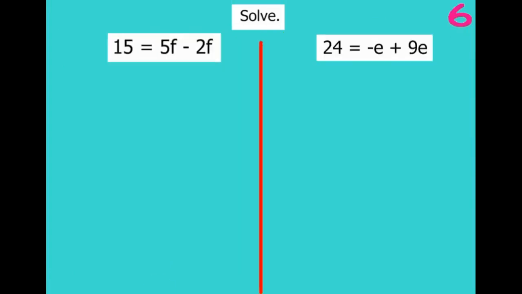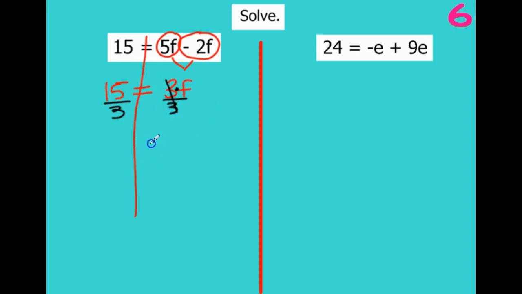I believe there are 2 slides left. We're doing a lot of problems like this because these are so important. So next, here's another one where we have 2 letters here. 5f minus 2f, just combine your like terms. 5 minus 2 is 3, so we have 3f. And the opposite of multiplying here is dividing. Whatever you do to one side, you have to do to the other. So 15 divided by 3 is, oops, not 3. 15 divided by 3 is 5.